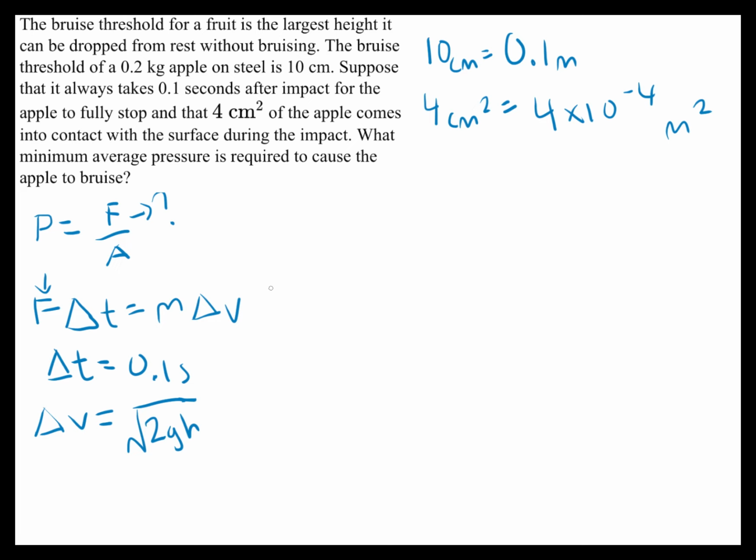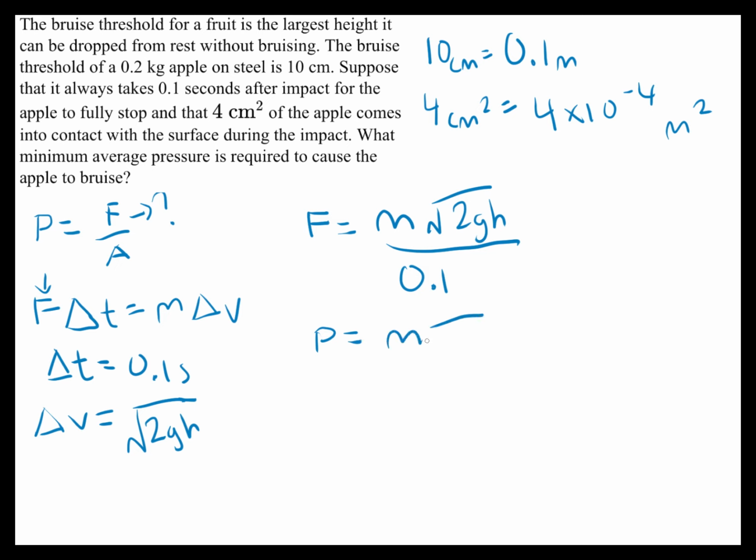So we can rearrange this. So this becomes the force is equal to the mass times the change in velocity, which is the square root of 2gh, and we're going to divide it by the time interval of 0.1 seconds. But right now, this is the expression for force. So pressure is just force divided by area. So it's this quantity divided by 0.1 times the area, since we just need to divide the force by the area for the pressure.